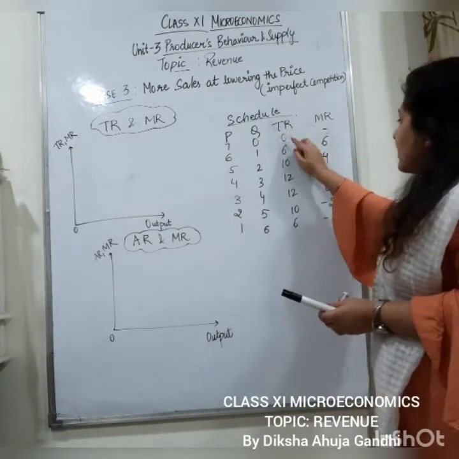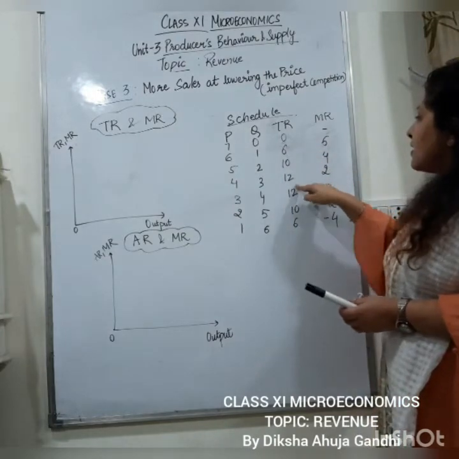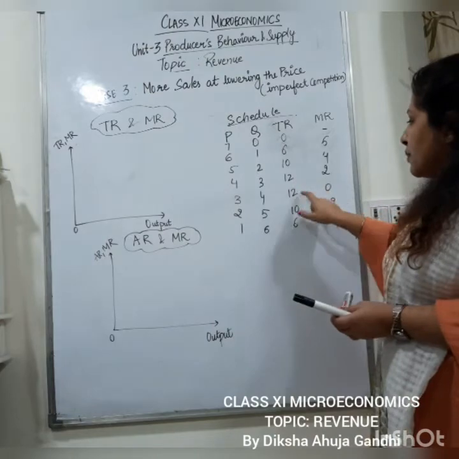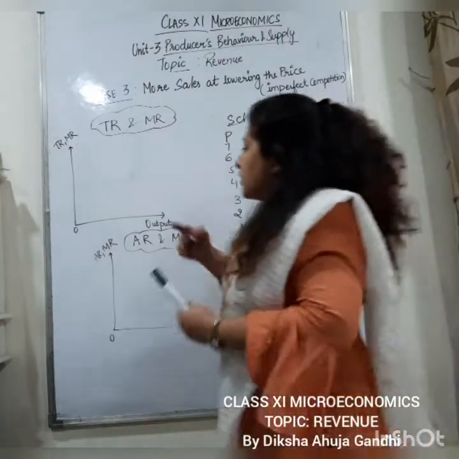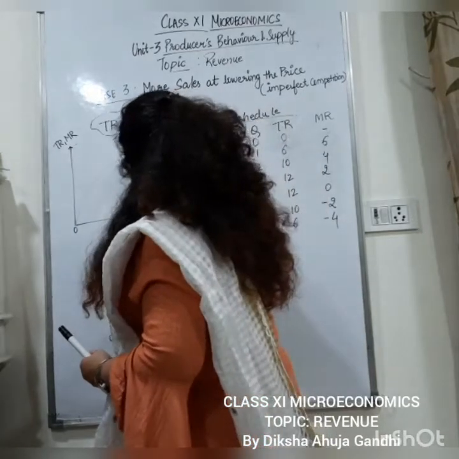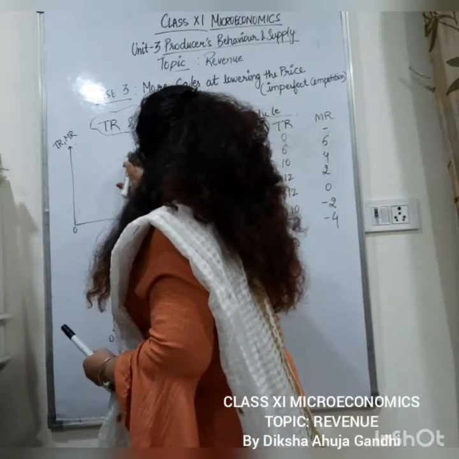And TR is increasing at which rate first? TR is increasing at decreasing rate. बढ़ तो रहा है, but at which rate? Decreasing rate, becoming maximum and then constant. तो TR को हम कैसे बनाएंगे? Increasing at decreasing rate, becoming maximum and then falling. Right? It should be like this.